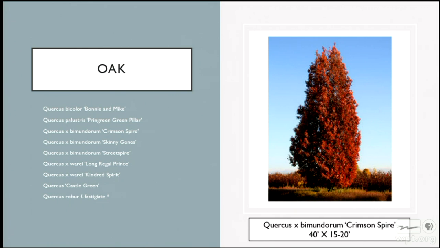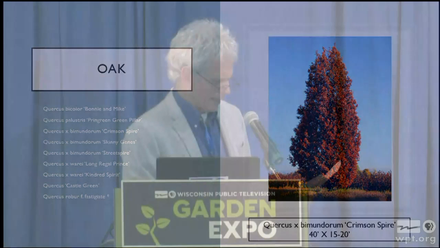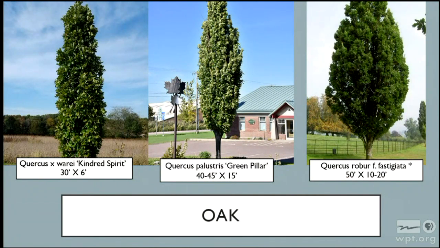That one called Kindred Spirit is a kind of a cross between an English oak and a swamp white oak. So again, it can take some wet situations. Again, fairly narrow, 6 feet. That's just crazy to have a plant that's only 6 feet wide that's a shade tree. Not going to get much shade unless you're a telephone pole. But great plant. Can't say enough about oaks. We need to plant more of them for sure. And we've got a lot of great ones that we can plant, even in the Madison area.